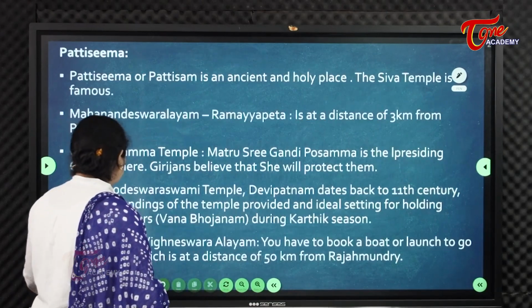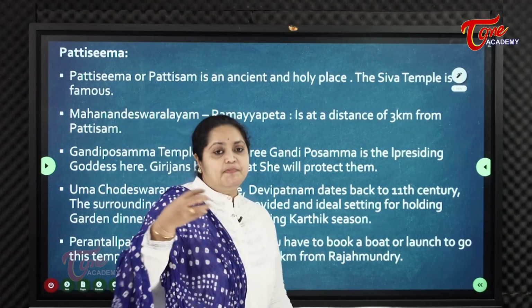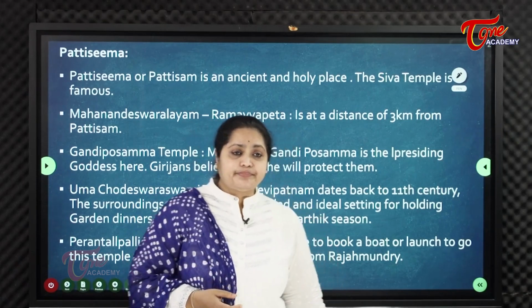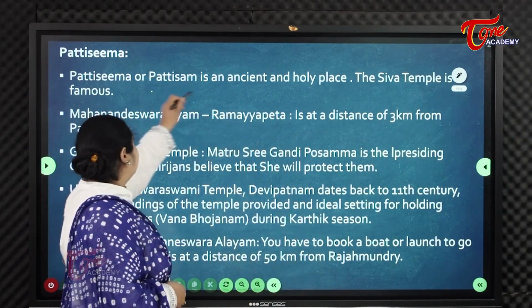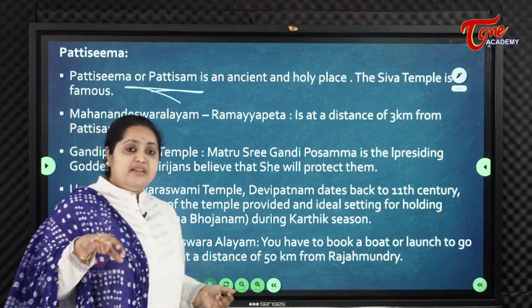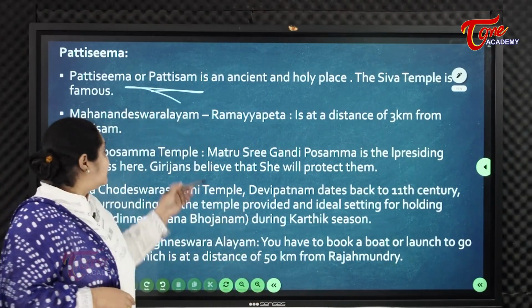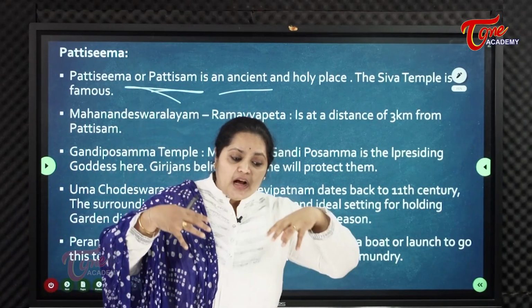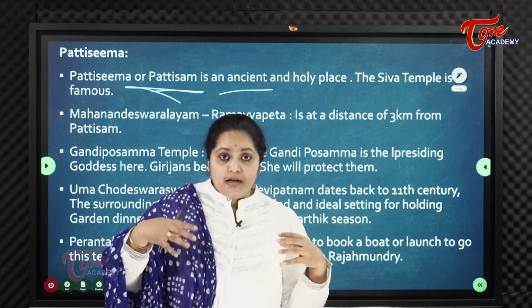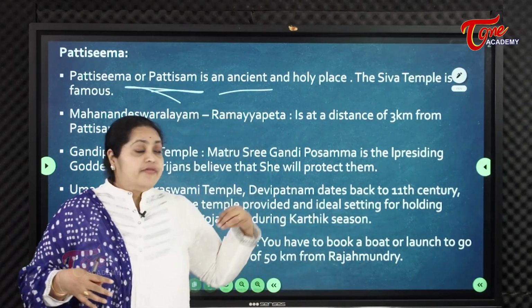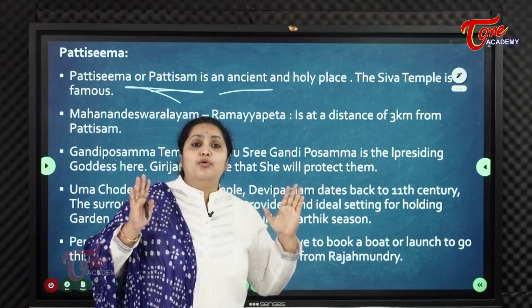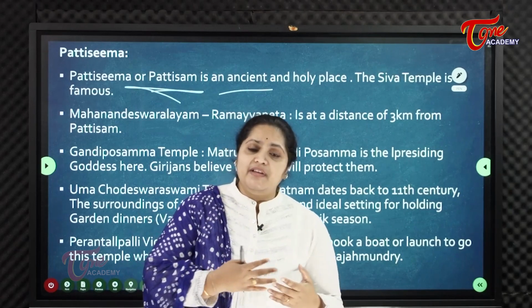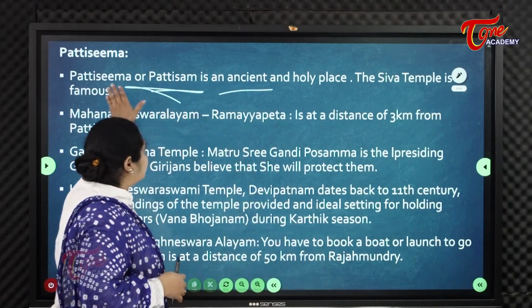Okay. So, tourist attractions. Particularly, people do visit a place called Pattiseema or Pattisam. It's an ancient and holy place, in between the hillocks of East Godavari district. If we want to visit this place, the only route is by boat. There's a river way only to visit this place.